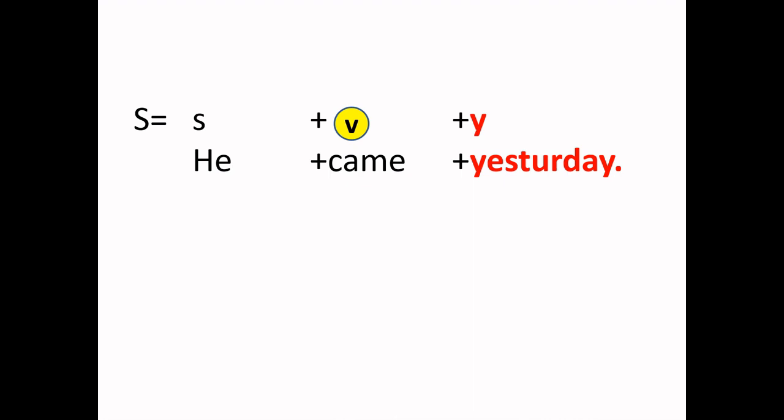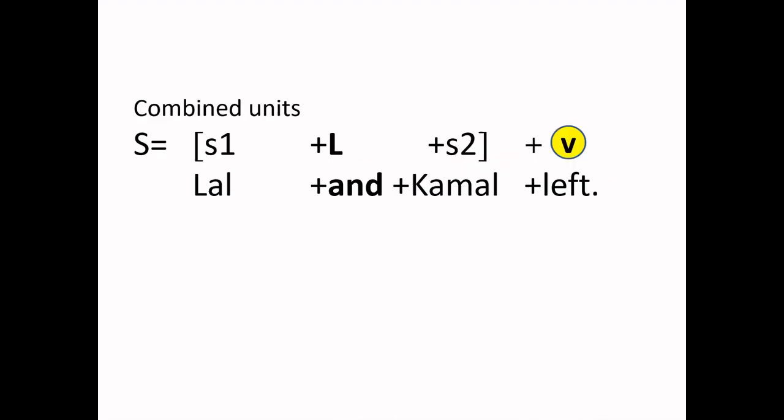Third stage of the single sentence construction is combinations. Now when we have combinations, we have subunits inside the main unit. Now if we take the main unit S, sometimes you may get subunits like S1 and S2, but they can't be just written, they have to be linked up with the letter L, symbol L. So we say Lal and Kamal, and we write the sentence Lal and Kamal left.